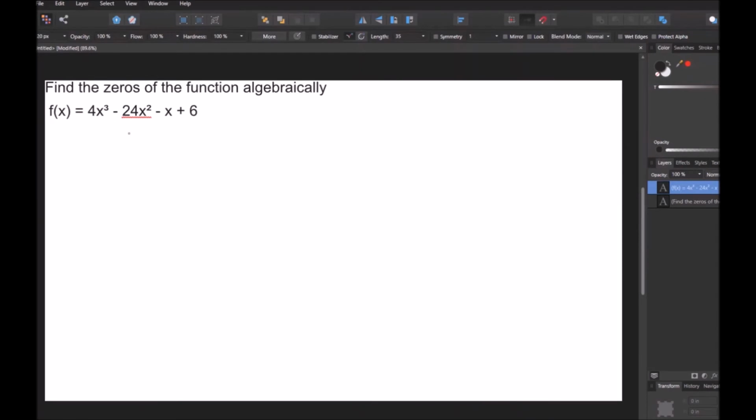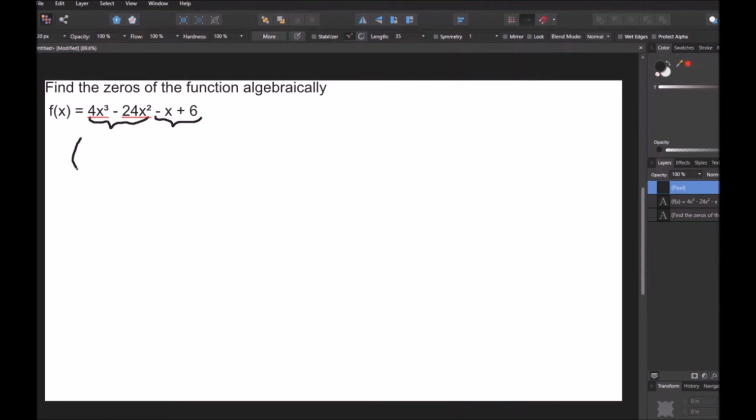Okay, so in this next question, we're once again asked to find the zeros of the function algebraically, but this time our function is f of x equals 4x cubed minus 24x squared minus x plus 6. So once again, I'm going to start off by factoring via grouping. I'm going to make two groups here. My first group is going to consist of 4x cubed minus 24x squared, and my second group is going to be negative x plus 6.